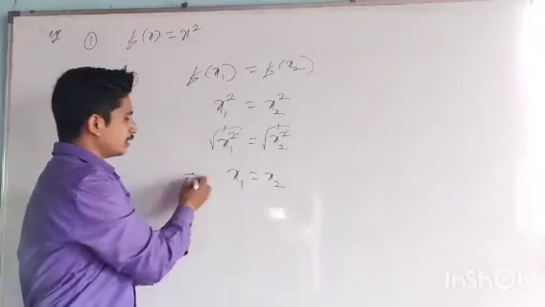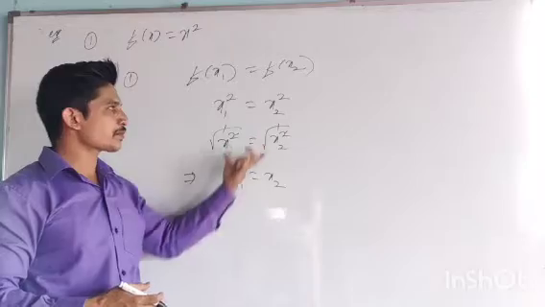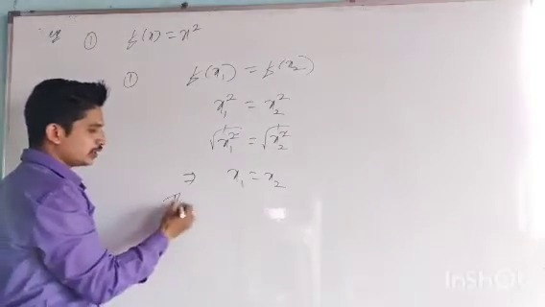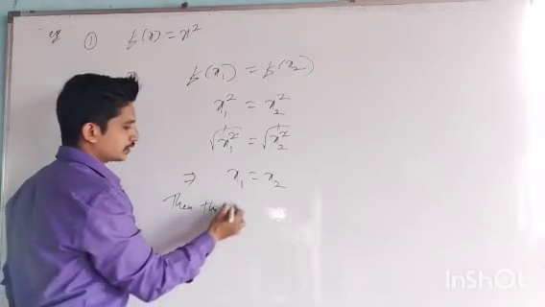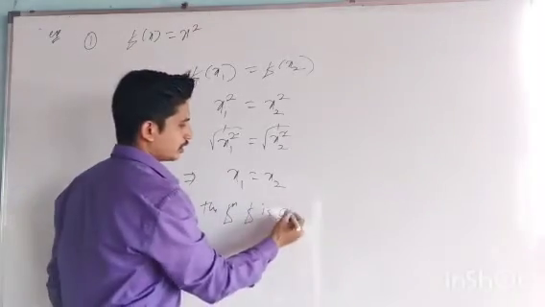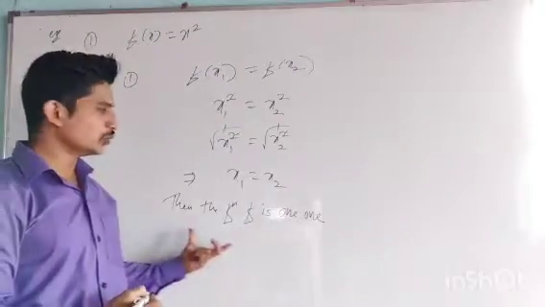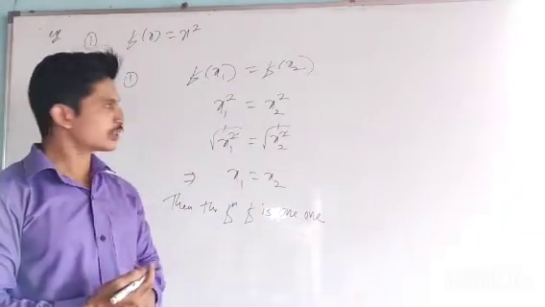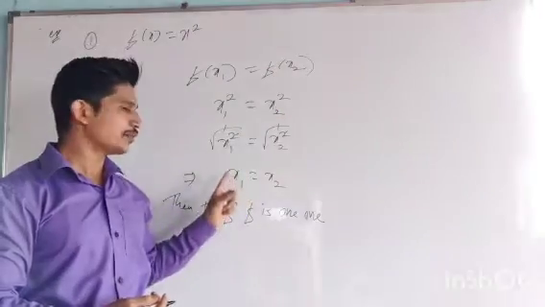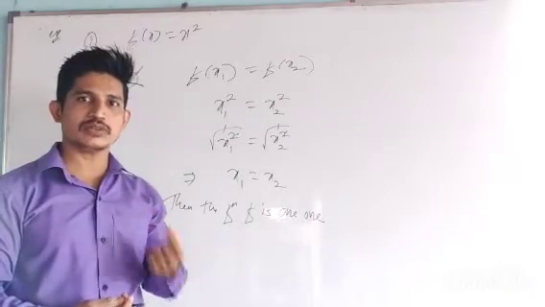So we are getting here x1 is equal to x2. If I solve this and the answer is coming x1 is equal to x2, then the function f is what here? One-one function. Clear? How to prove the function is called one-one: if f of x1 is equal to f of x2, after solving, if it is coming x1 is equal to x2, then the function is called a one-one function.